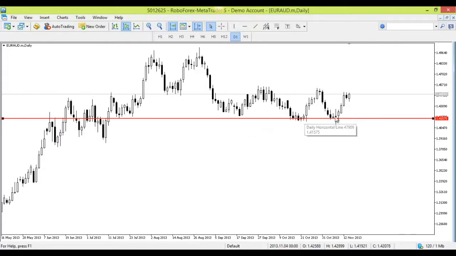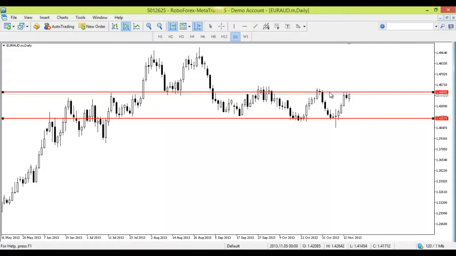So for me, this is a really strong level. When price has broken above it, it's rejected it. Again, it came down to it, rejected, came down, rejected, came down, rejected. So it's a strong level and an area you want to look for price action to occur. The next level is the resistance level, the level above current price.